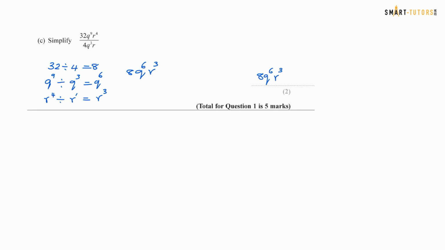8 q to the power 6 r to the power 3. Question number 2. Find the lowest common multiple, LCM, of 40 and 56. So we'll do a factor tree for 40. 2 times 20, and 20 is not a prime number, so 2 times 10. 10 is not a prime number, so 2 times 5.